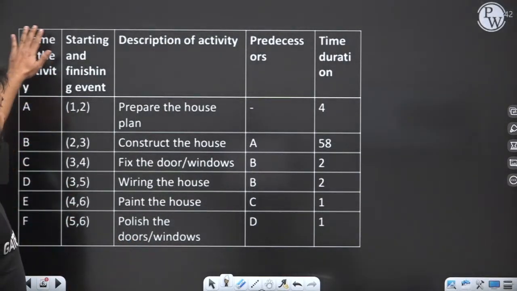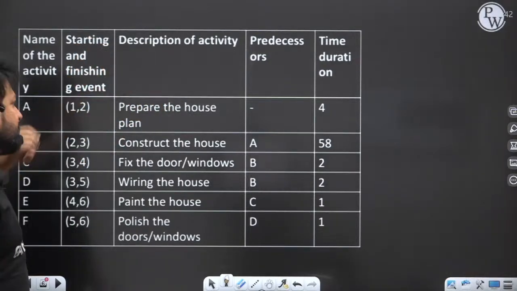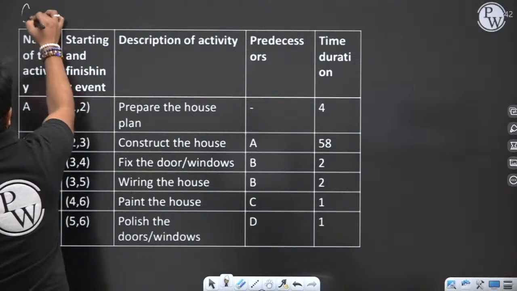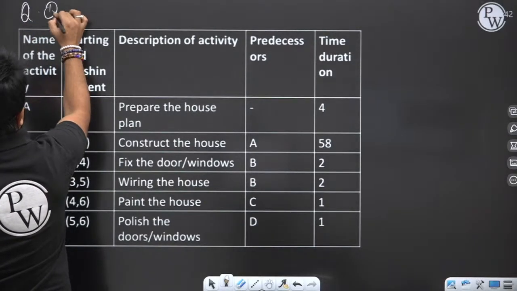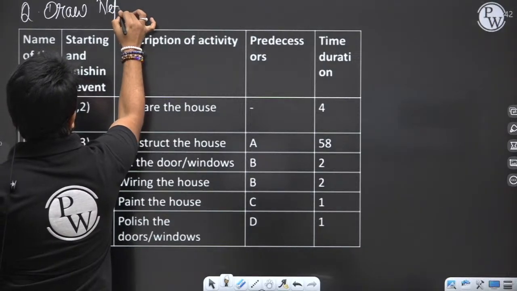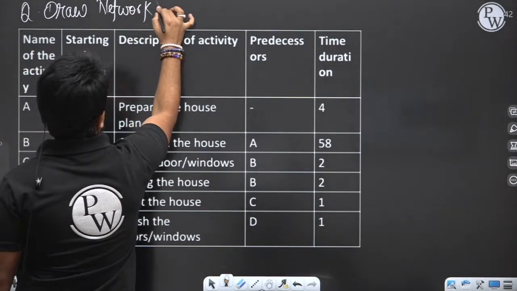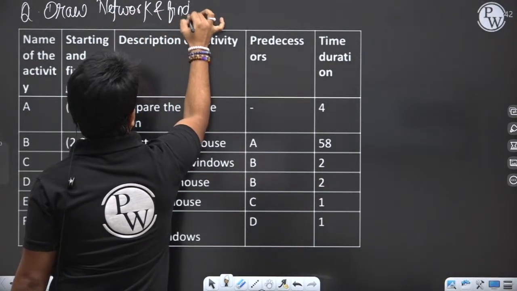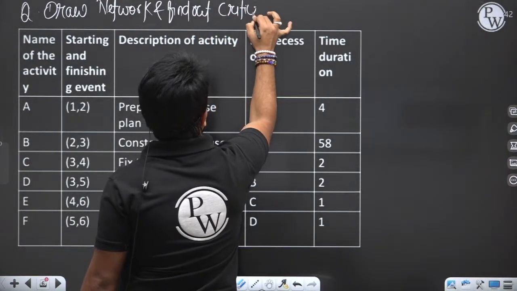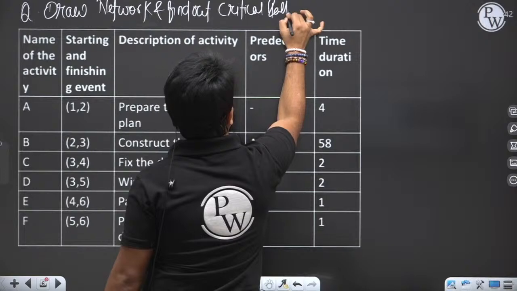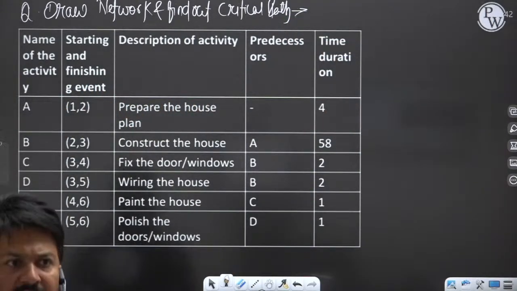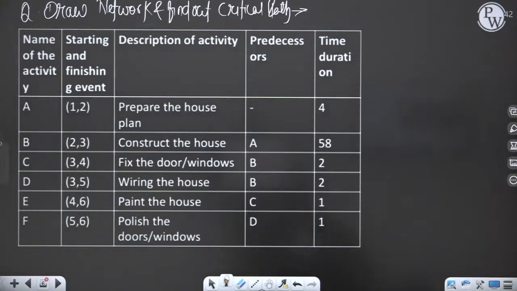My dear, here you have to draw the network and find out the critical path. Draw the network. The question is: draw the network and find out the critical path. Yes, please solve and find out the critical path.